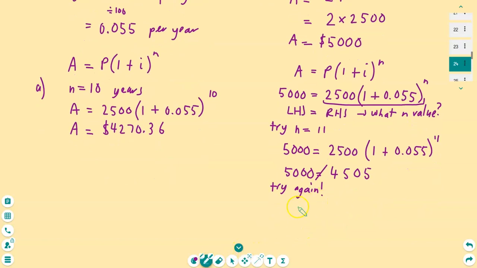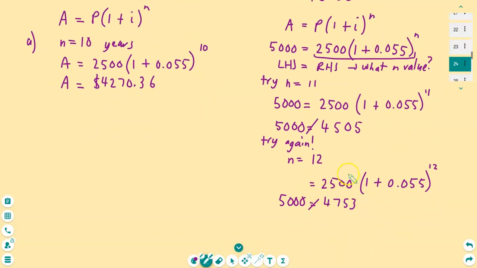Okay, n equals 12. Let's try the next number up. I'm just testing to see if this might get us to 5,000 or above. Substituting in that n value, we tried 11, let's try 12. 2,500 times, hopefully we get there soon, to the 12. That gives us 4,753. Not quite. Not yet.